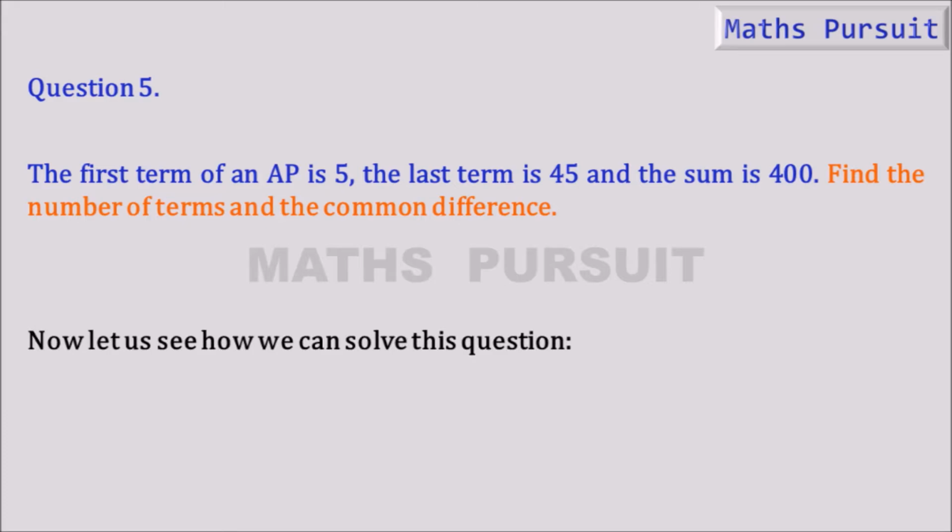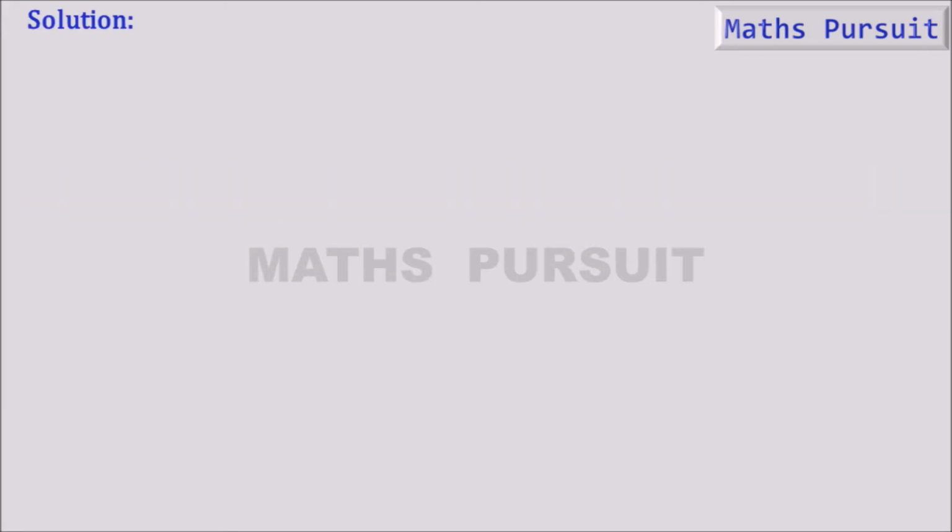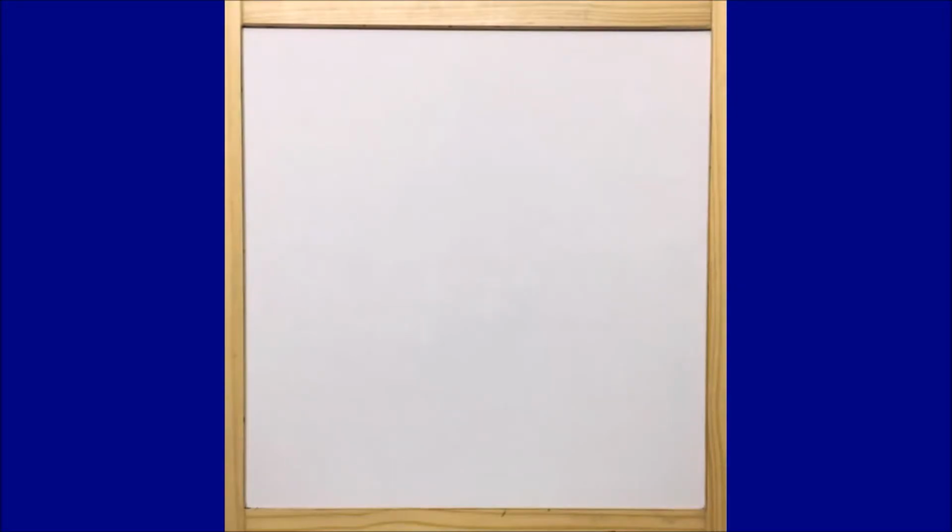Now let us see how we can solve this question. Solution. So friends, as per the question, it is given that the first term of the AP is 5, the last term is 45 and the sum is 400. We need to find the number of terms and the common difference. So let us first put the data that we have with us.